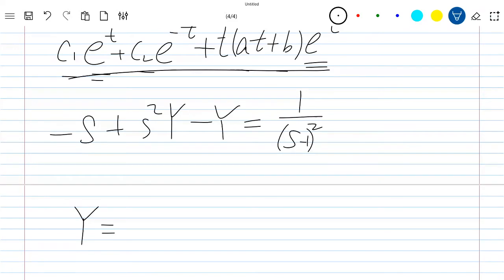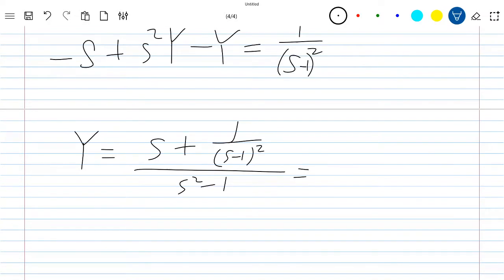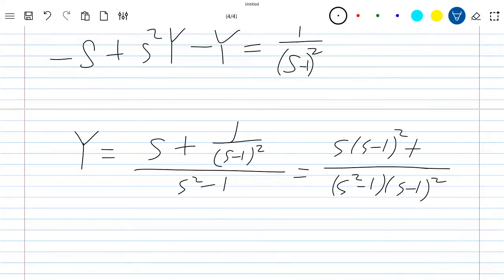So what is the Y? You have s plus 1 over (s minus 1) squared, divided by s squared minus 1. Right? So let me simplify that. That means you have (s squared minus 1)(s minus 1) squared. Then the numerator is (s minus 1) squared plus 1.